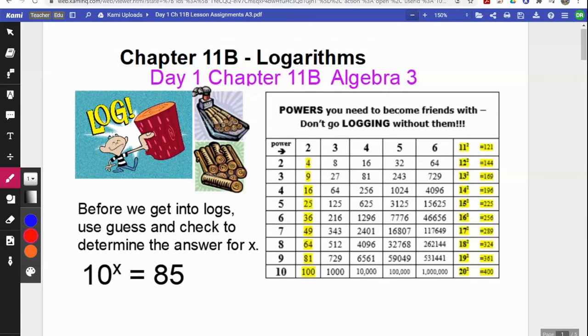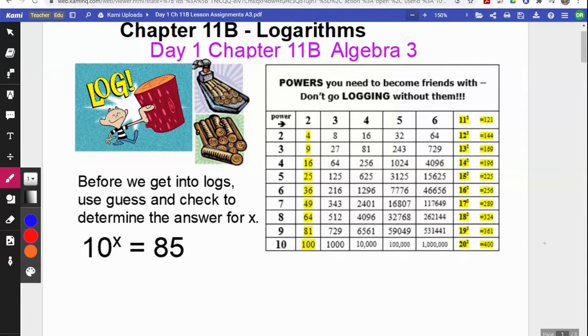Hello, this is day one from chapter 11B, so this is the second half of this unit, and it is related. Well, it may not seem like it at first, but we definitely still have this chart, the powers you need to become friends with. Don't go logging without them. Haha. We can use logs very usefully when we're dealing with exponents, ultimately.